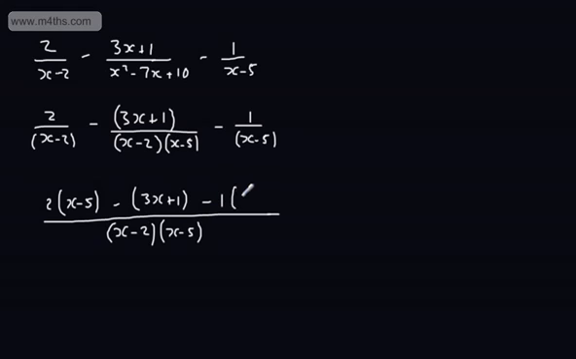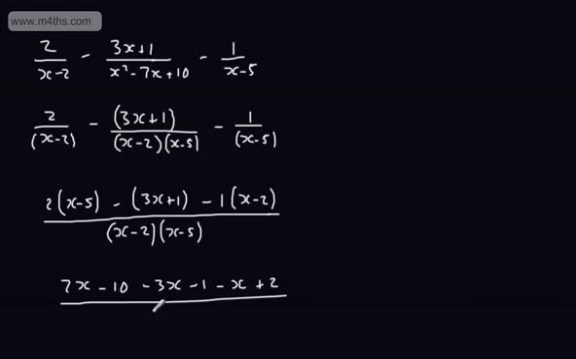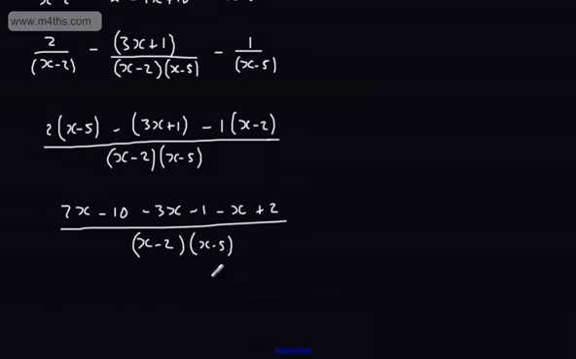I needed to multiply top and bottom, numerator and denominator, by the x minus 2. So let's go ahead and expand this. We got 2x minus 10 minus 3x minus 1 minus x plus 2, and that's all over the x minus 2 multiplied now by the x minus 5. So this is a typical question that you might get in an exam.